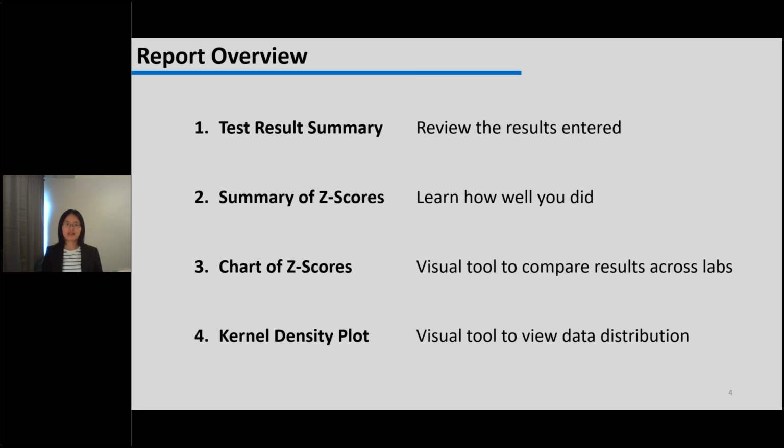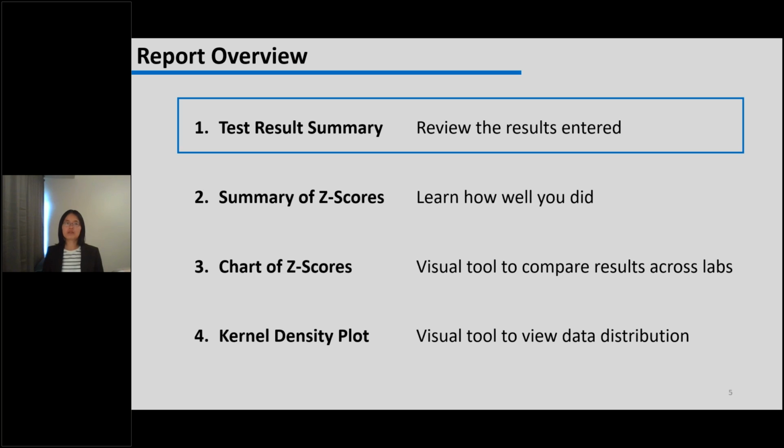The report has 4 parts: test result summary, summary of z-scores, chart of z-scores, and kernel density plot. You could review your submitted results in the test result summary, and you can learn how well you did from the summary of z-scores. The chart of z-scores and kernel density plot are provided for better visual comparison of the results across labs.